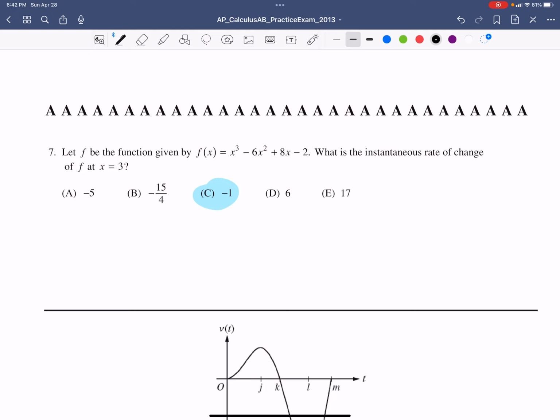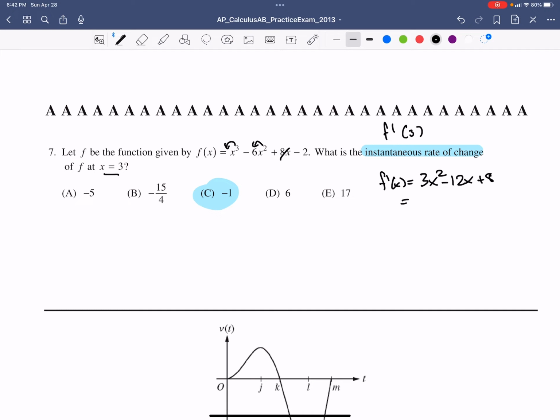What is the instantaneous rate of change at x equals 3? So what you need to know is instantaneous rate of change means the derivative. So what is f prime at x equals 3? So f prime of 3, that's what it's asking us. So let's find f prime of x. We're going to use the power rule. You're going to bring down the 3. That's 3x squared minus 12x plus 8. So you bring down this power, you bring down that, you get rid of the x.